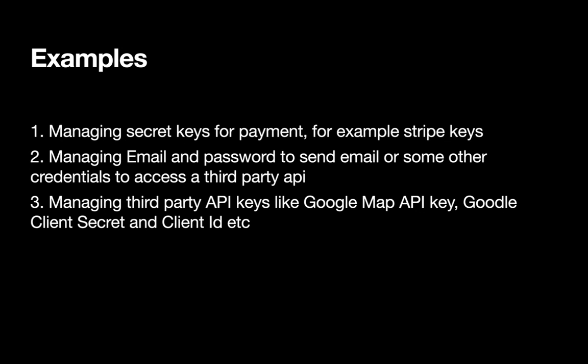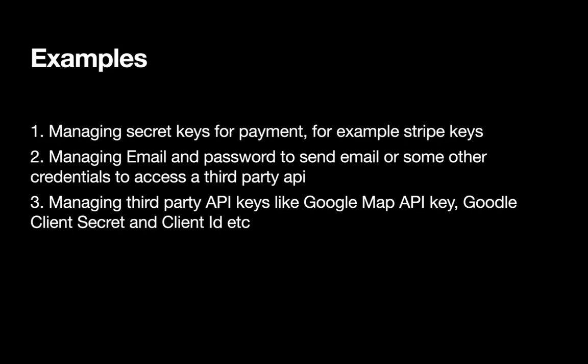And another example can be managing third party API keys, like Google Map keys, Google client secret and client ID, which are required to authenticate with Google when we use OmniAuth. Okay, so these are just a few examples. You can hide any kind of configuration or sensitive data using environment variables in your Rails application.